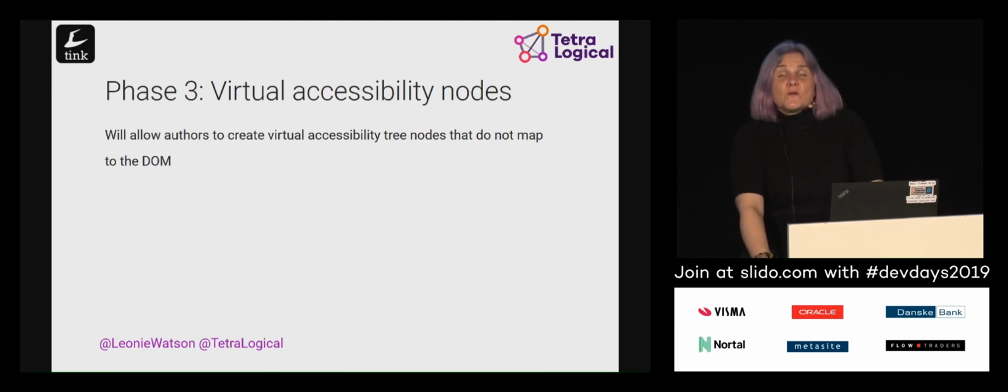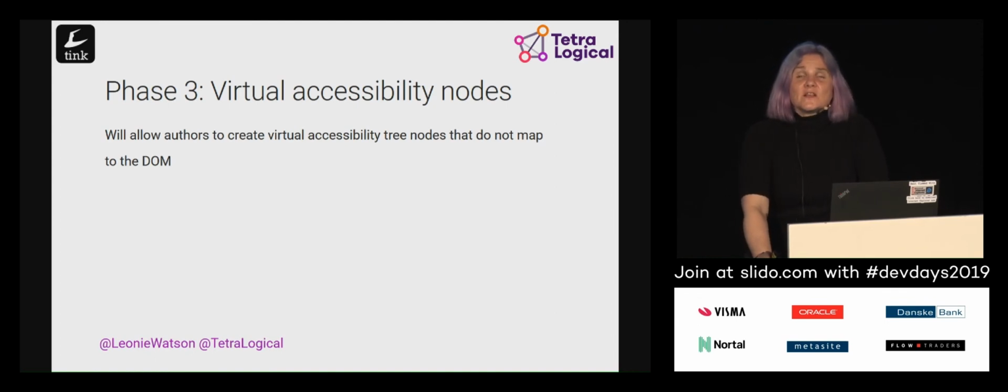Phase 3 will give us virtual accessibility nodes. So this is where it gets really interesting. We'll be able to add nodes to the accessibility tree ourselves. So we'll be able to put things into the accessibility tree that are available only to screen readers. They won't exist in the DOM, they won't exist in the visual rendering of the page. It will be very much exclusively a non-visual, screen reader only piece of content or piece of interaction.